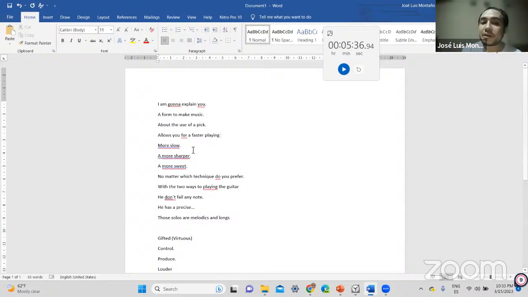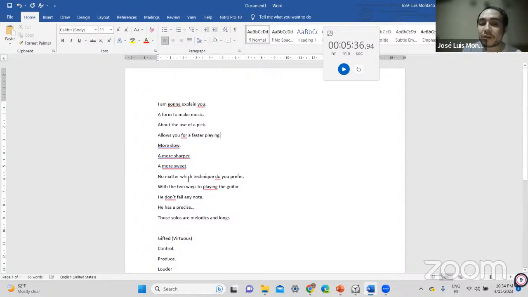Good. Now, these three we're going to work together. Remember, they are short adjectives. So we don't say "more slow, more sharp, more sweet." We're going to say slower, sharper, and sweeter. Okay? So slower, sharper, sweeter. Let's repeat that, please. Slower, sharper, sweeter. Good.